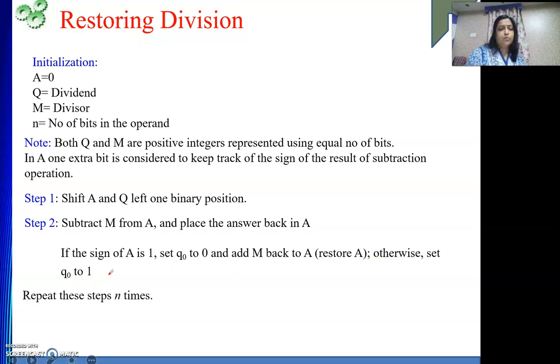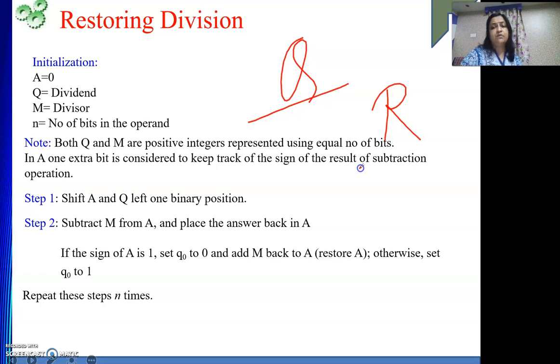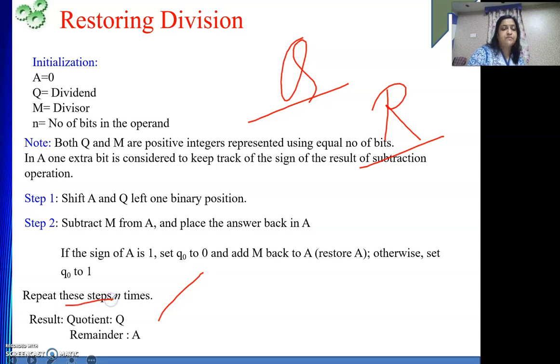Next, we repeat these steps n number of times. What is n? The number of bits in my operand. At the end of n steps, the result will be two quantities: one is the quotient, and one is the remainder. The content of Q after n steps represents the quotient, and the remainder will be in register A. Both will be of n bits. So this is the restoring division algo. Hope the algo is clear.